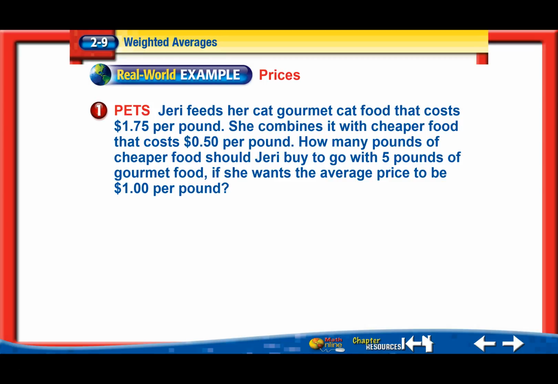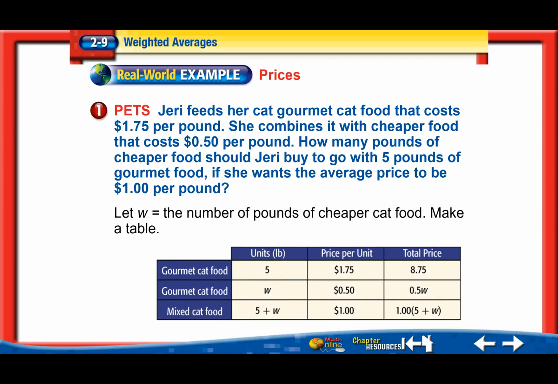So Sherry feeds her cat gourmet cat food, and that costs $1.75 per pound. She combines it with the cheap cat food that costs 50 cents a pound. How many pounds of cheaper food should Sherry buy to go with 5 pounds of gourmet food if she wants the average price to be $1 per pound?